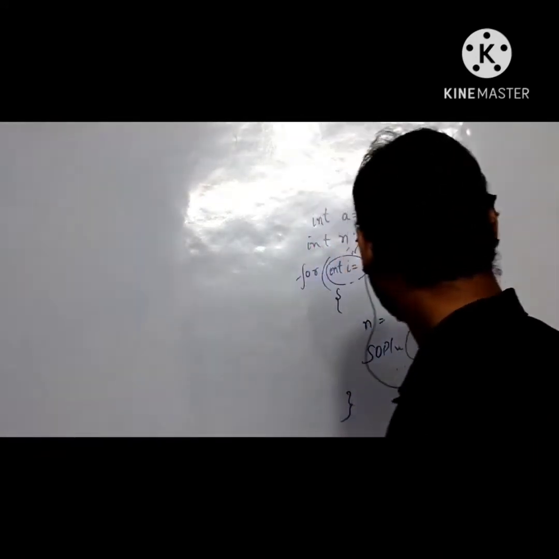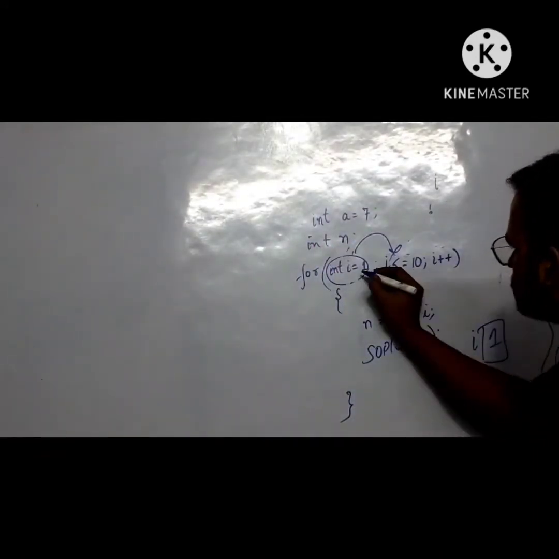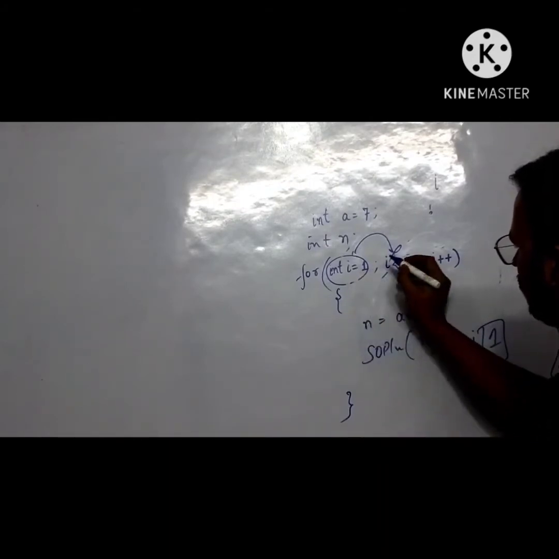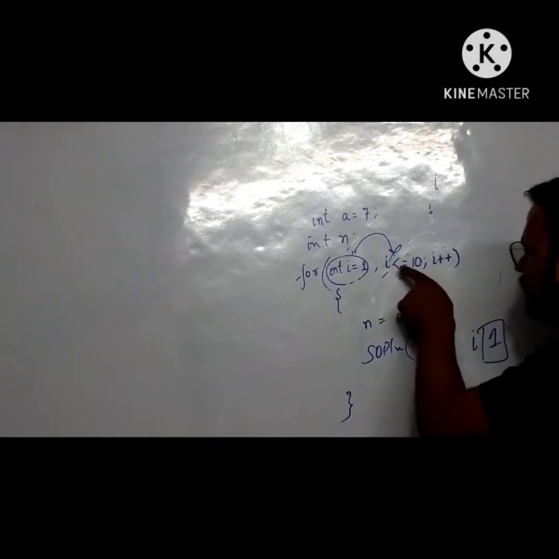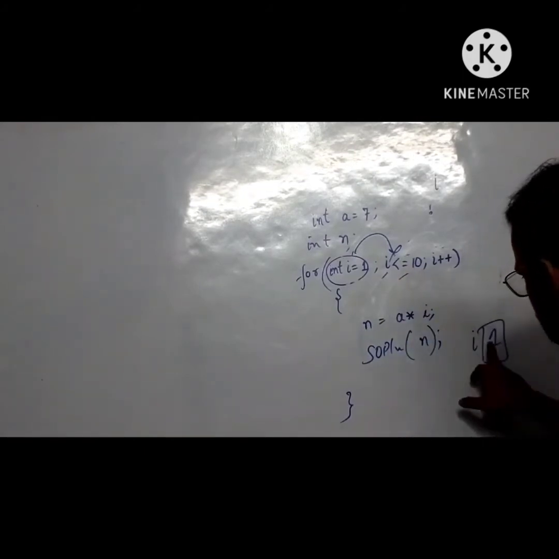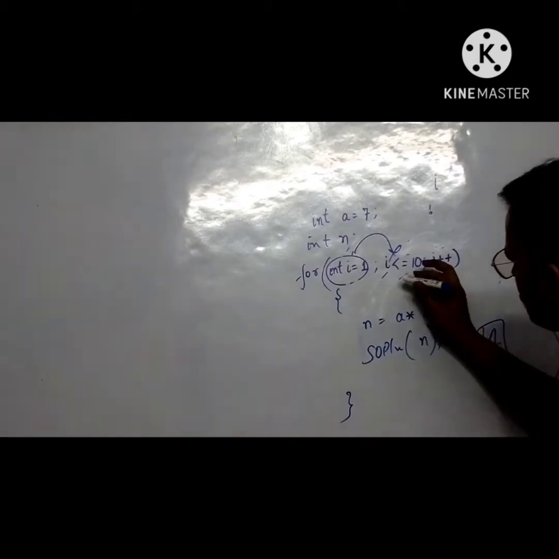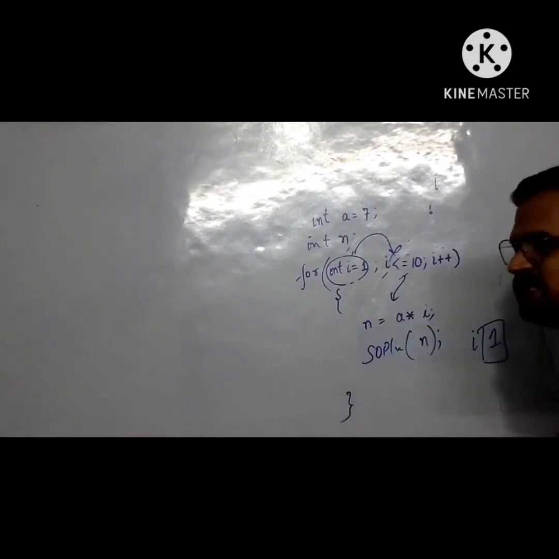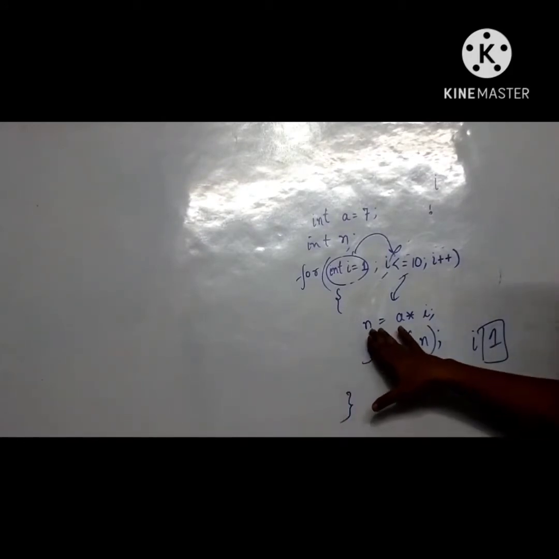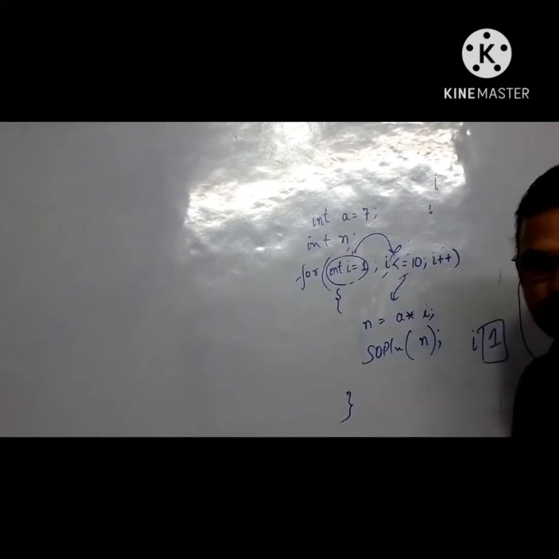I hope it is clear. Now suppose i is equal to 1. Then it comes in this direction and checks whether the i value is less than 10 or not. Yes, 1 is less than 10, so it comes inside the loop body and executes these statements. First, it will take a multiplied by i. What is a? a is 7.